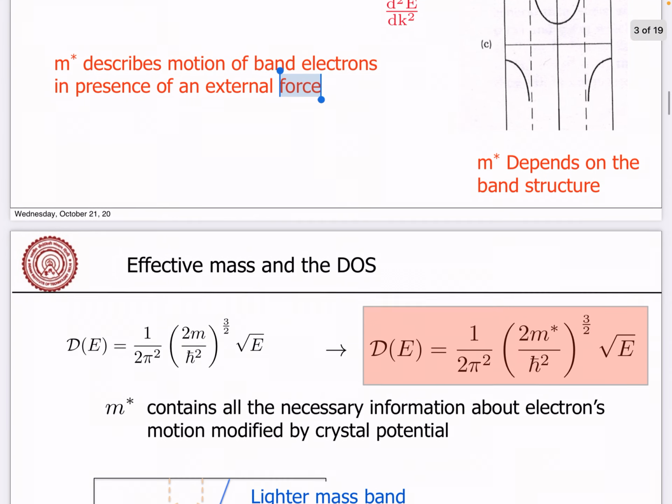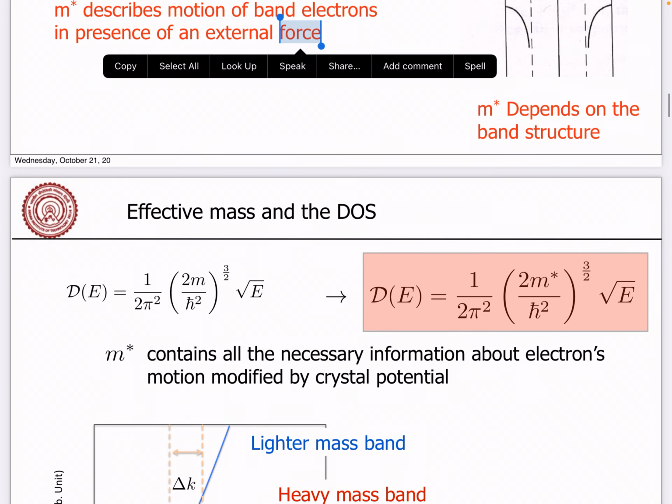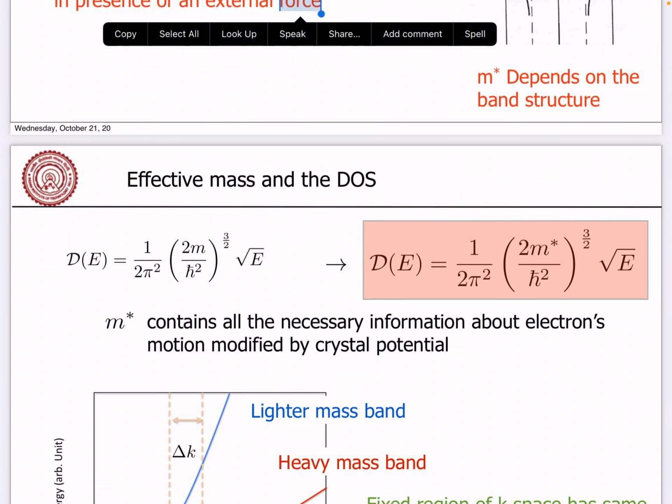So now once you know the effective mass, we can look at the density of states, right? The density of states in the free electron case we have derived as D equal to 1 by 2 pi square times (2m by h square) to the power 3/2 times square root of E, and this is the case for 3 dimensions. So the density of states is directly proportional to square root of E. I have given a practice sheet where I have asked you to calculate the density of states for the 2-dimensional case, so you can check that.